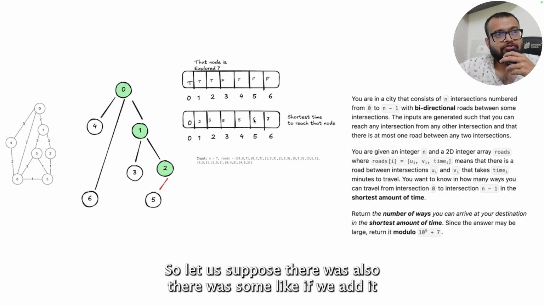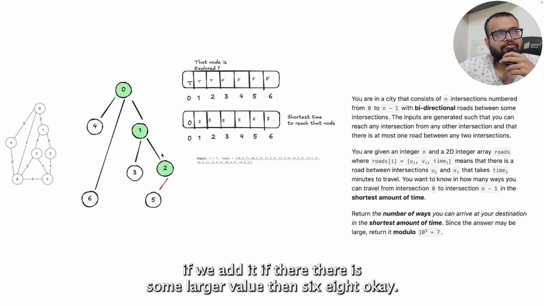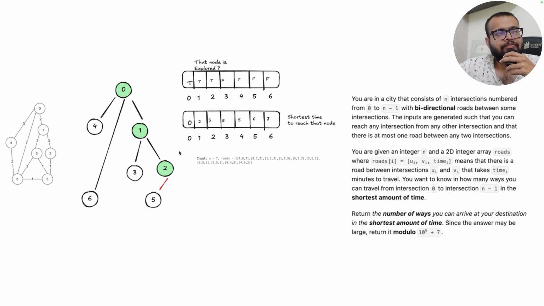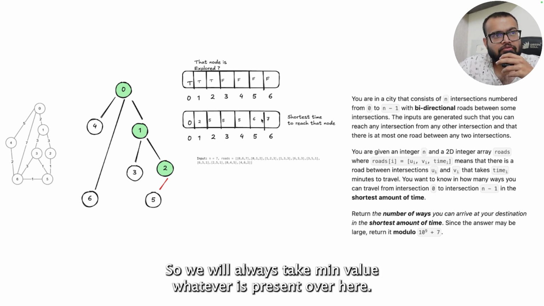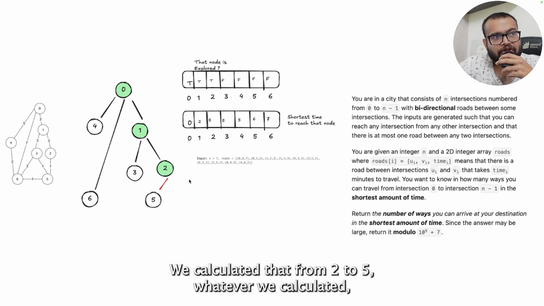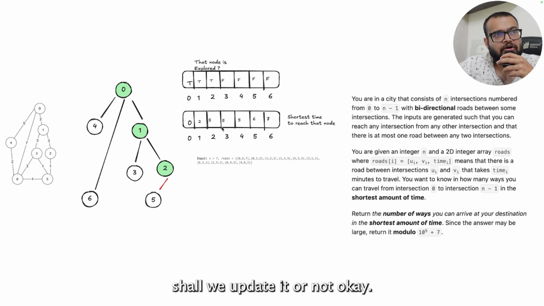Okay, so let us suppose there was some larger value, like 8, and there was 6 already present over here, then we will not update it, because we always want to find the shortest time to reach that node. So we will always compare the value present over here with whatever we calculated from 2 to 5, and decide whether to update it or not.